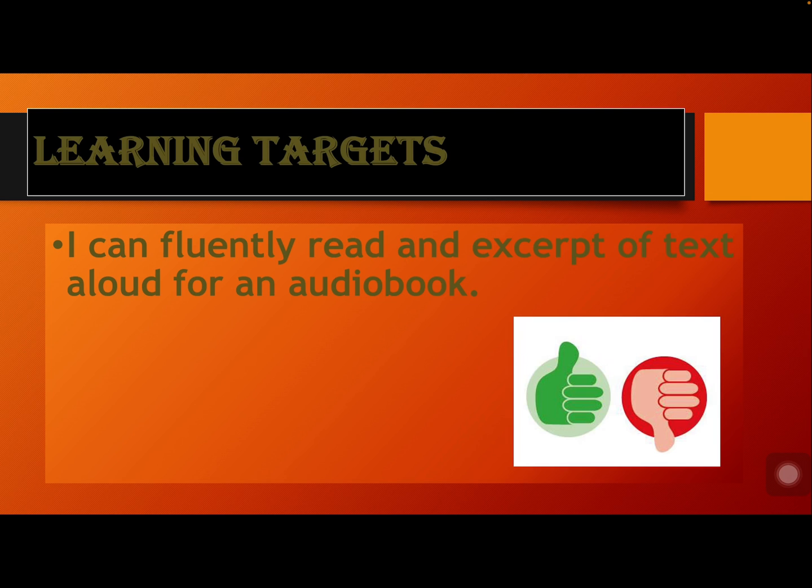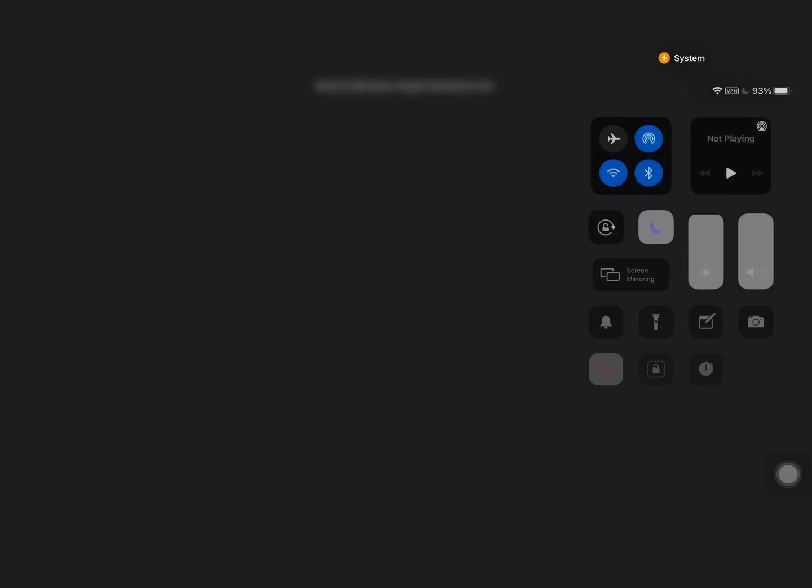So, learning targets: thumbs up, I did great; thumbs sideways, not so great; thumbs down, I still need a lot of help. I can fluently read an excerpt of the text aloud for an audiobook. Good job, third grade.